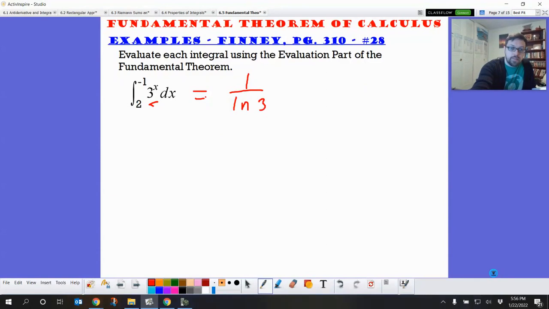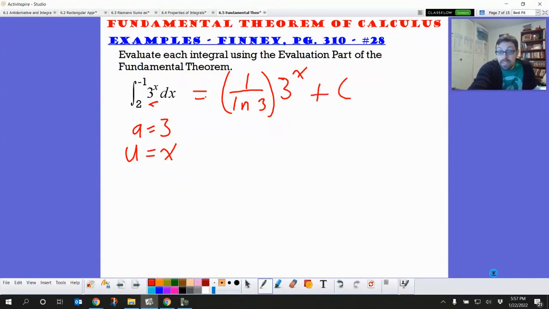So that's 3, times a to the u, which is 3 to the x, because our x is u. And then it's got a plus c, but that plus c is for an indefinite integral. We have a definite integral since we have those numbers there, so we don't need the plus c. But we do need to evaluate this from -1 to 2. Thanks, Larson Book. You're so helpful.